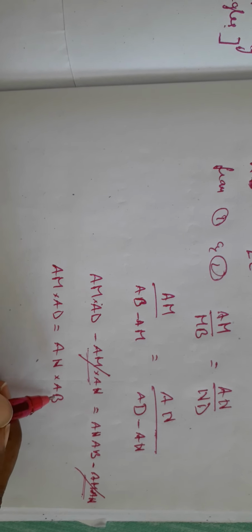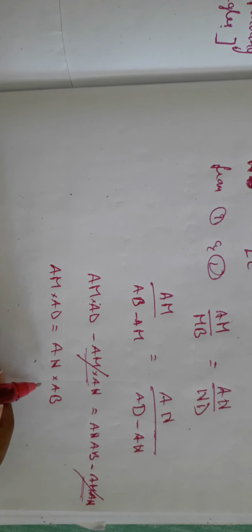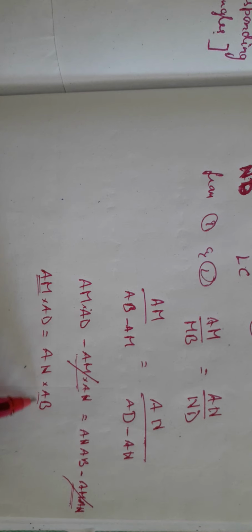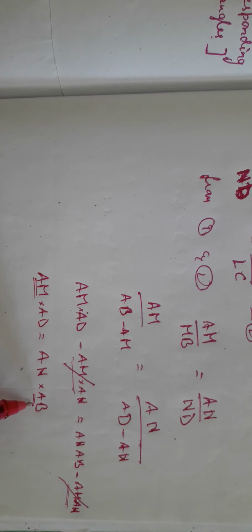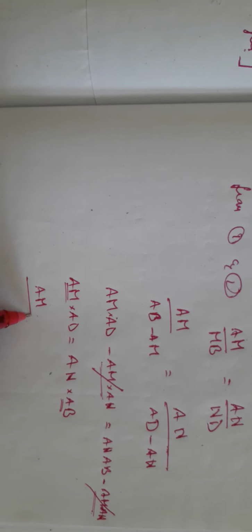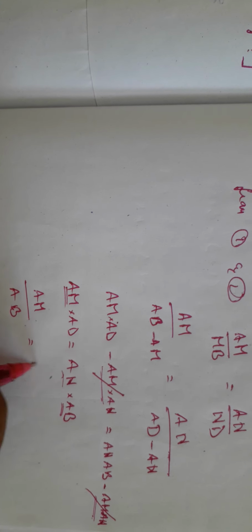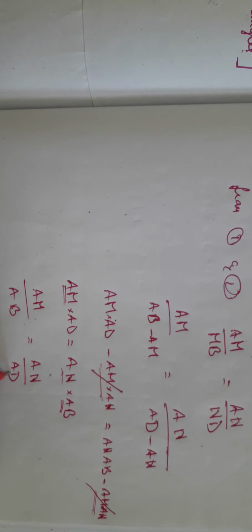Now we will see what has to be proved. What should be proved? AM by AB is equal to... We want AM by AB. So now divide this by AB, or rather you can say cross multiplication. By cross multiplication, AM by AB is equal to AN by AD, transposing AD here. So thus proved, hence proved.